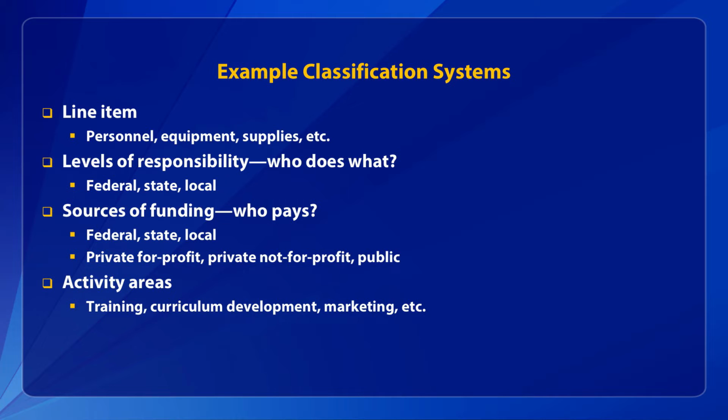It might be useful to categorize costs by level of responsibility or source of funding, when it's important to keep track of who does what and who bears the costs. It's also possible to use two classification systems simultaneously. First by source of funding, for example, and then by line item.